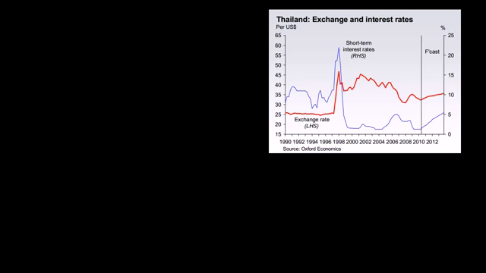So this right over here is a chart from Oxford Economics, and it's a chart of two things: Thailand's exchange rate and short-term interest rates from the early 90s until the present. There's a couple of interesting things that you might see over here. The first is the exchange rate. You see from the early 90s all the way to the late 90s, the exchange rate was relatively fixed.